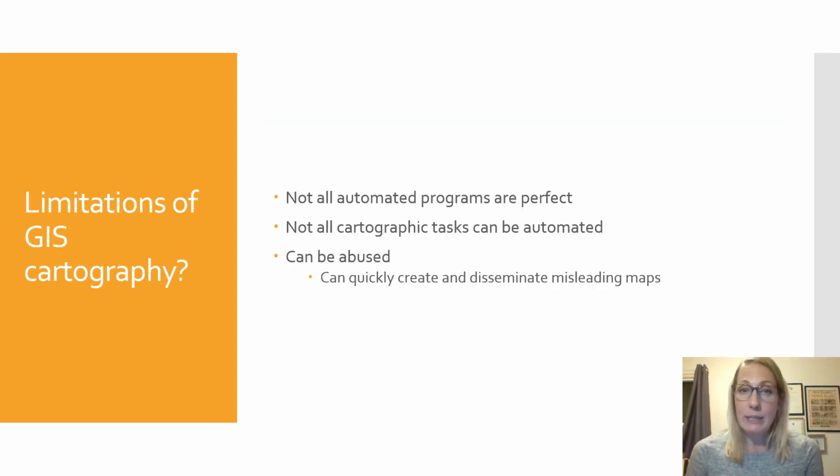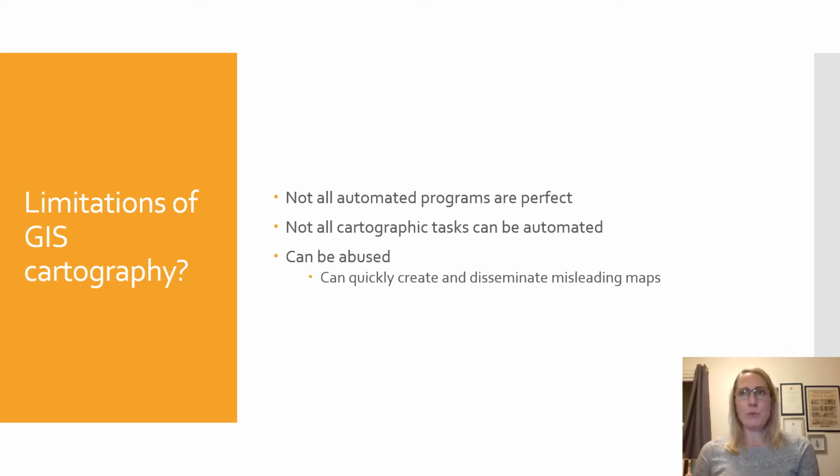There are limitations to using GIS for cartography. It's like anything else out there. Not all automated systems are perfect, and not everything can be automated. You can't just hit a button and it's going to make a map. You still have to put a lot of effort into making something that looks good and that says what you want it to say. And perhaps, importantly, the more quickly and easily maps can be produced, the greater the opportunity for people to abuse them and create misinformation.